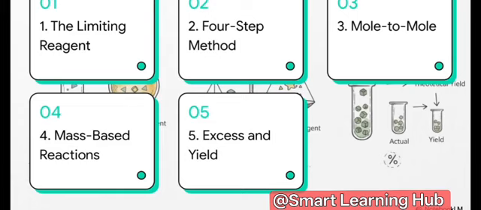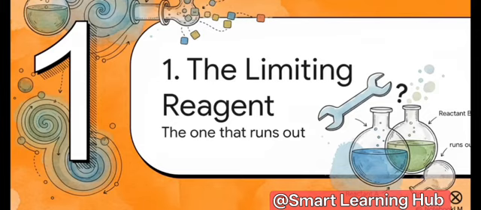So here's our roadmap for today. First, introducing the limiting reagent. Then the 4-step method. Next, solving multiple problems, tackling mass-based reactions, and finally, finding excess and yield. Let's get into it. Section 1. Introducing the limiting reagent, the reactant that runs out first.